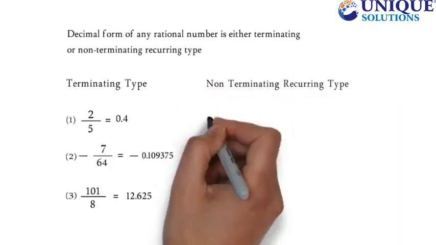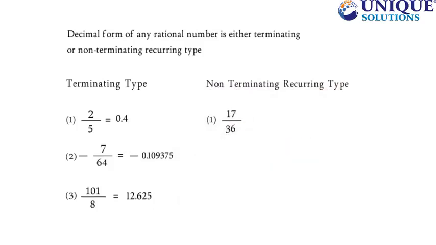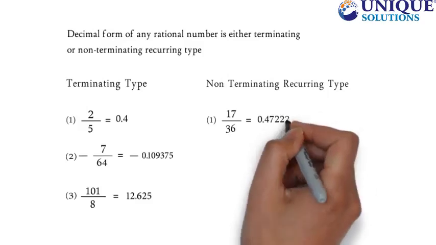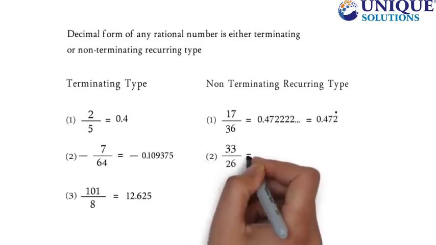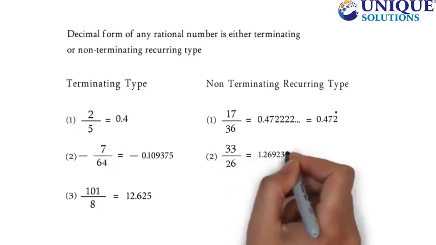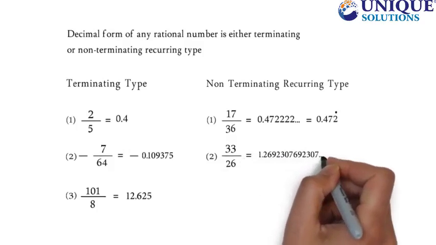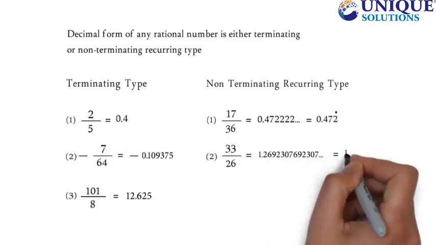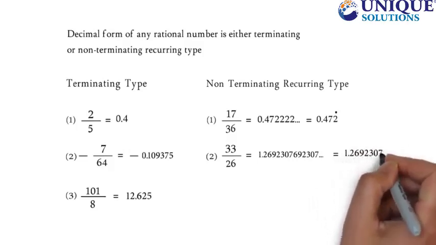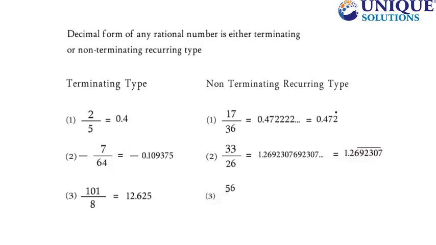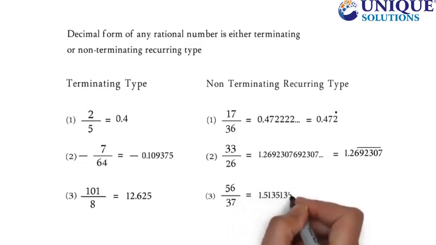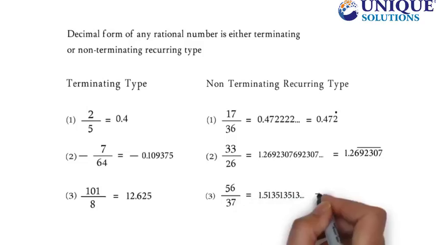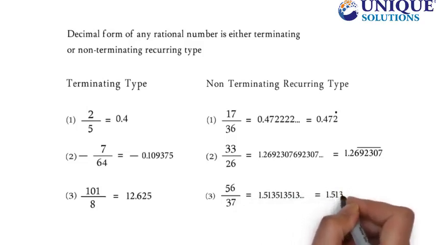Non-terminating recurring type. 17 divided by 36 is equal to 0.472222, which is equal to 0.47 with 2 recurring. 33 divided by 26 is equal to 1.2692307692307, which is equal to 1.2692307 with a bar. 56 divided by 37 is equal to 1.513513513, which is equal to 1.513 with a bar.